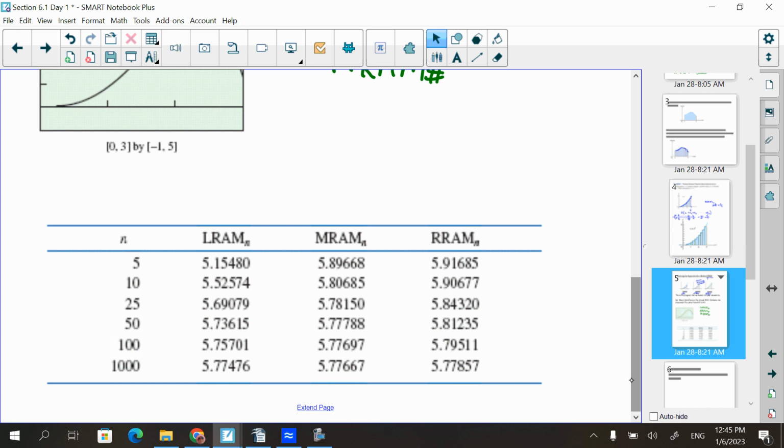But look at these. This is 0.02 away. This one's 0.74 away, you know? So they kind of get closer and closer to that middle number that's more accurate. So questions that AP likes to ask on the multiple choice is, what's the most accurate? Right now, you only have MRAM, LRAM, and RRAM. But in this chapter, there's going to be more that come at you.